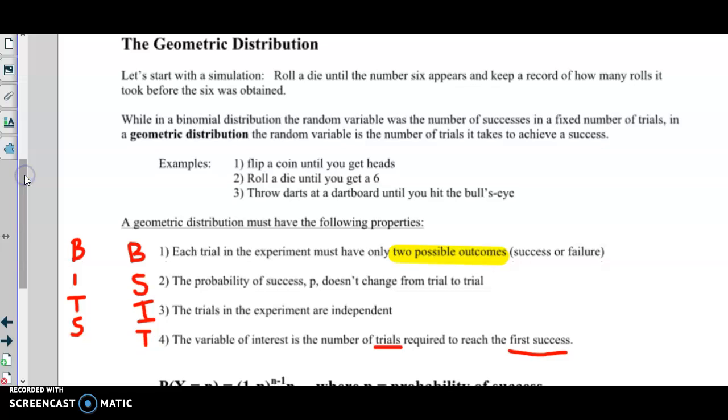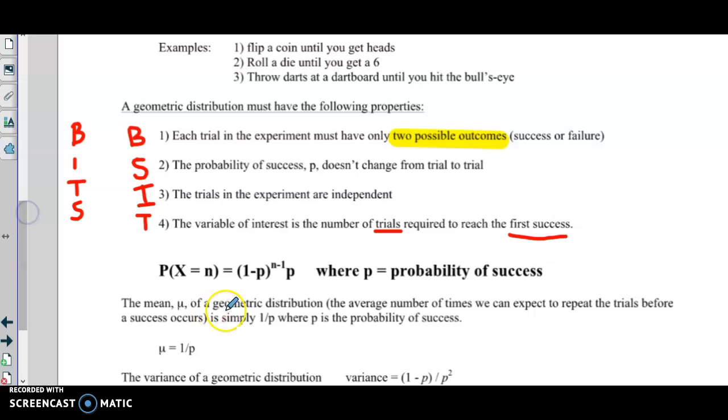So again, geometric is the same as binomial, except instead of having a fixed number of trials, I want how many tries until my first success. The formula is pretty cool. I typically use q to the n minus 1 times p. What this means, remember, q is failure. So if I'm interested in my first success, that means I'm going to fail every time prior. So this q to the n minus 1 means I fail every time until, boom, I multiply by the probability p. That's my success.